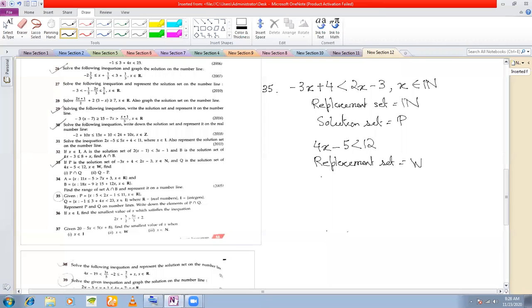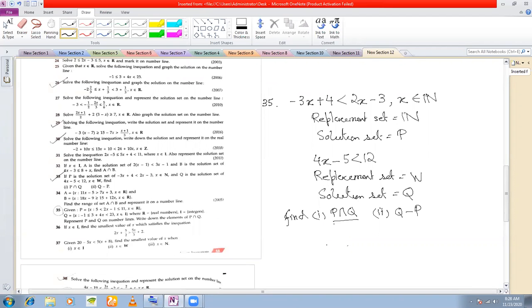Okay. And the solution set is given to be Q. You need to find, first of all, P intersection Q, and you need to find Q minus P. Let's see how to do these two.